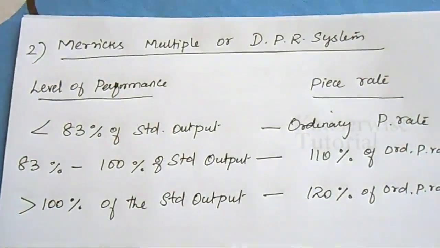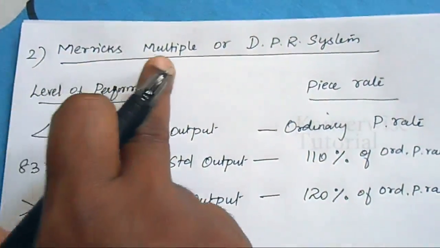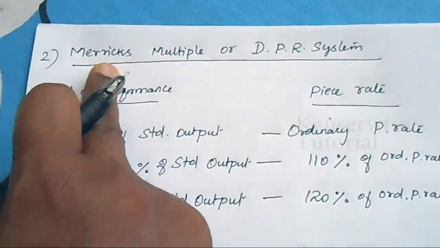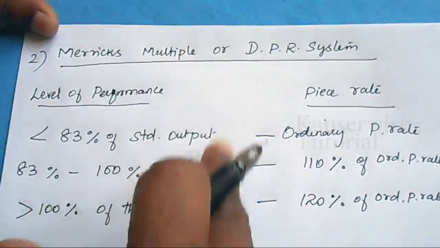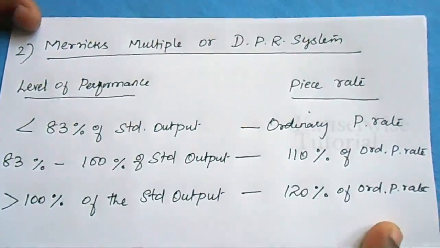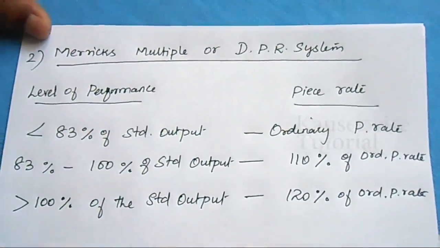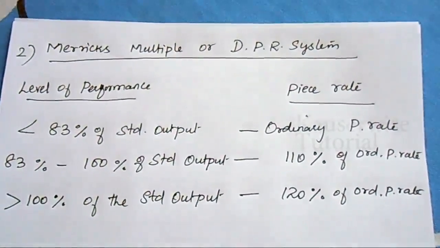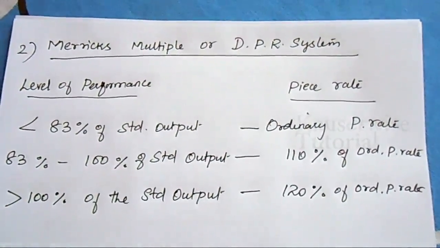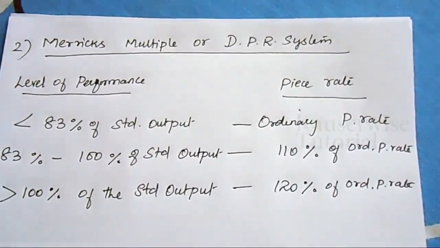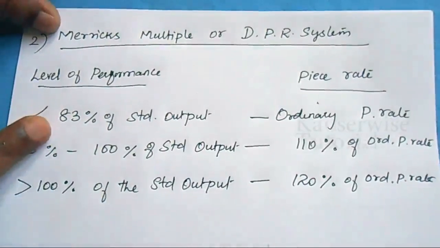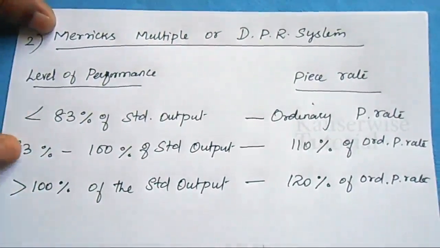Now I am going to explain the second method, that is Merrick's multiple or differential piece rate system. According to Merrick, he has given some procedure to calculate the piece rate. In order to apply this method, first you need to find the level of performance. As we have calculated level of performance in the earlier problem, we can follow the same thing.